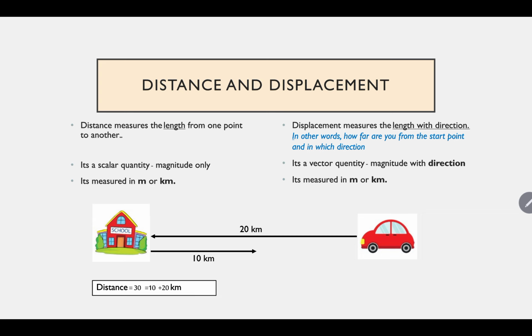Like we said, displacement is how far you are from the start point and in which direction. So if I want to know the direction, I will say to the left or to the right. I will start from where the car was to where it stopped in the end. So this is to the left.